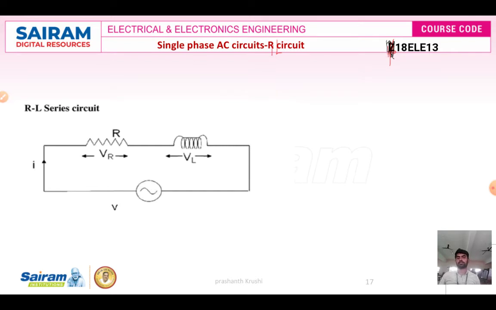The voltage drop across the resistor is VR, so current and voltage are in phase with each other. The voltage drop across the inductance is VL equal to I into XL. For the inductor, current lags behind the voltage, and the phase difference is 90 degrees. That is VL, VL is equal to I into XL. The supply voltage is V equal to Vm sin omega t.